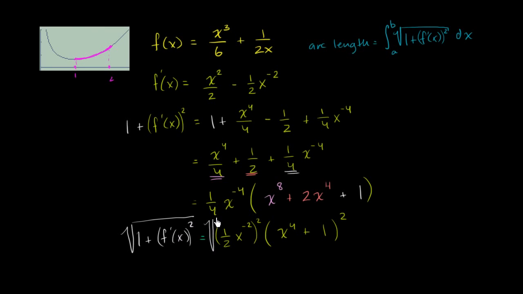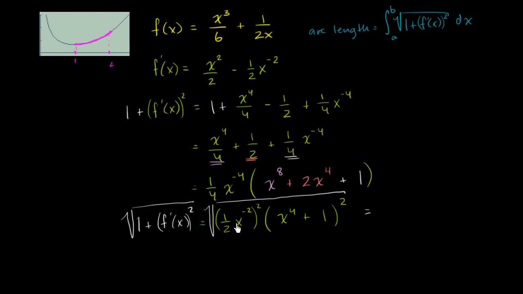So that's going to be the square root of this. And so that's going to be equal to, let me just color code it. This is going to be 1/2 x to the negative 2 power times x to the fourth plus 1 times x to the fourth plus 1. I did that right? Yep.